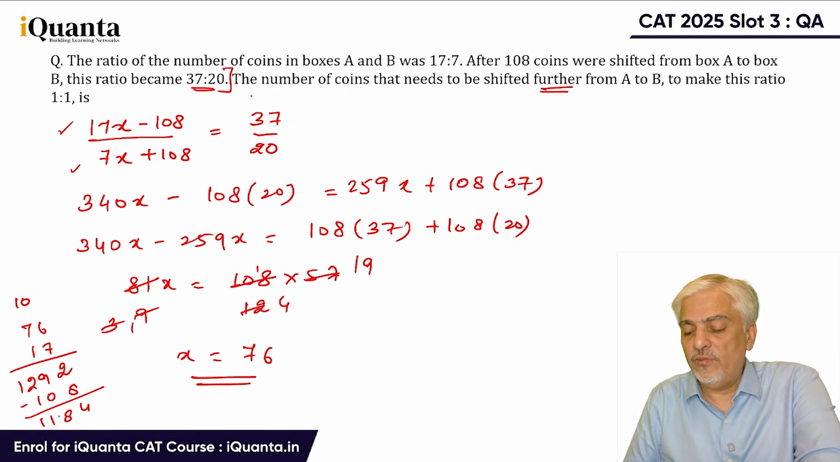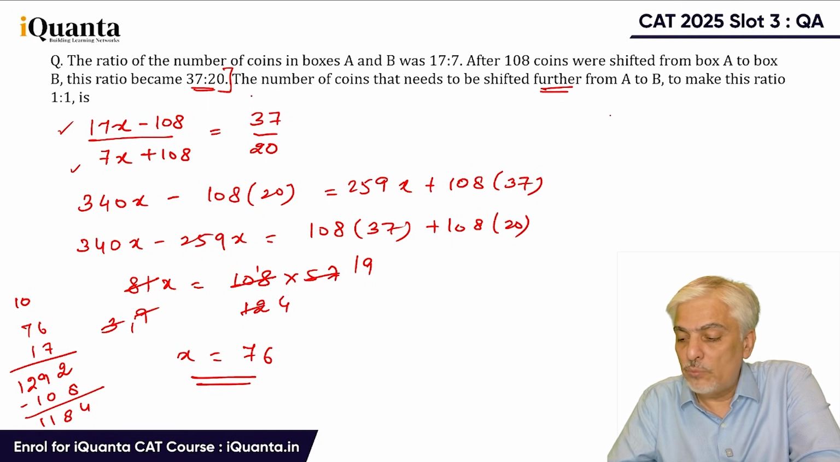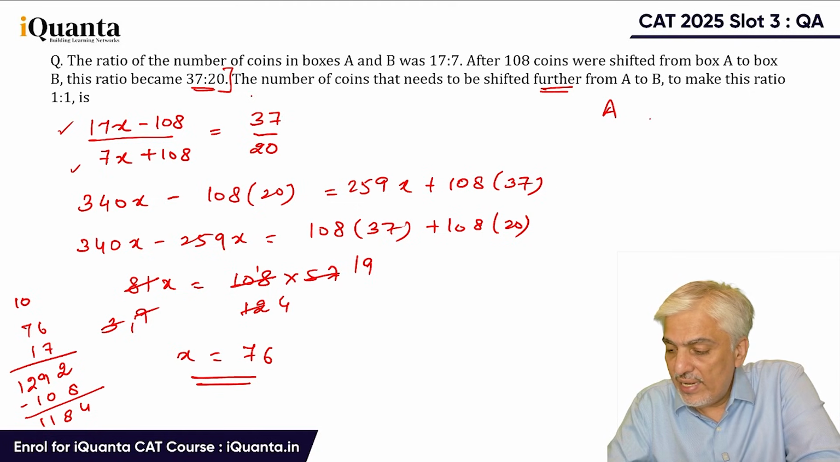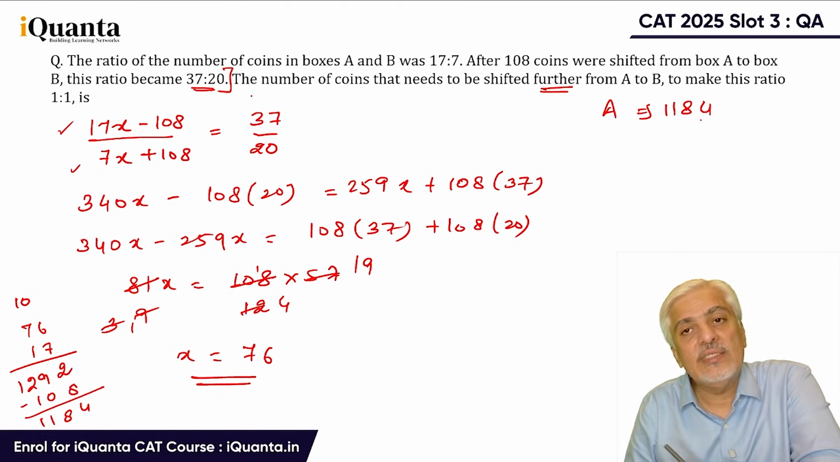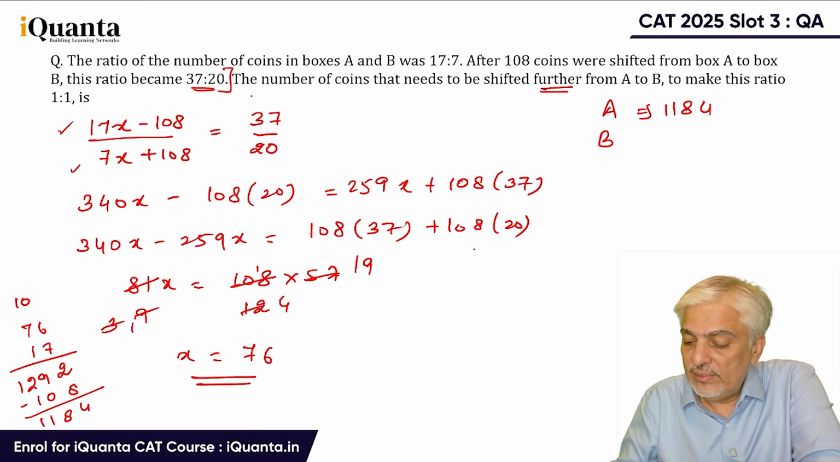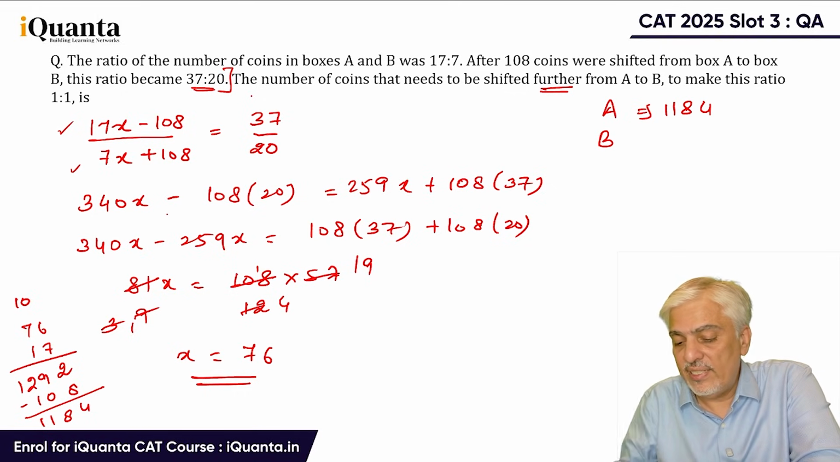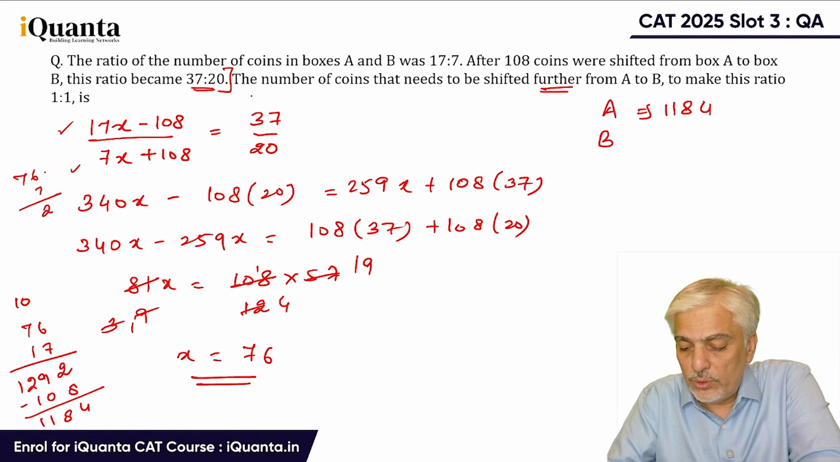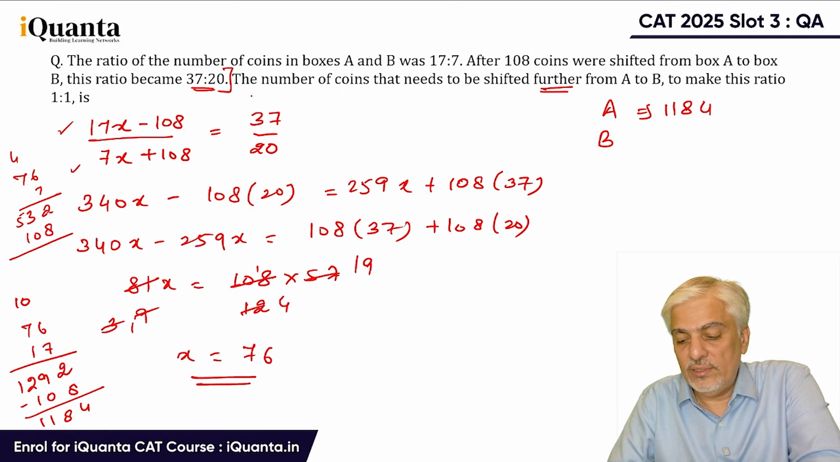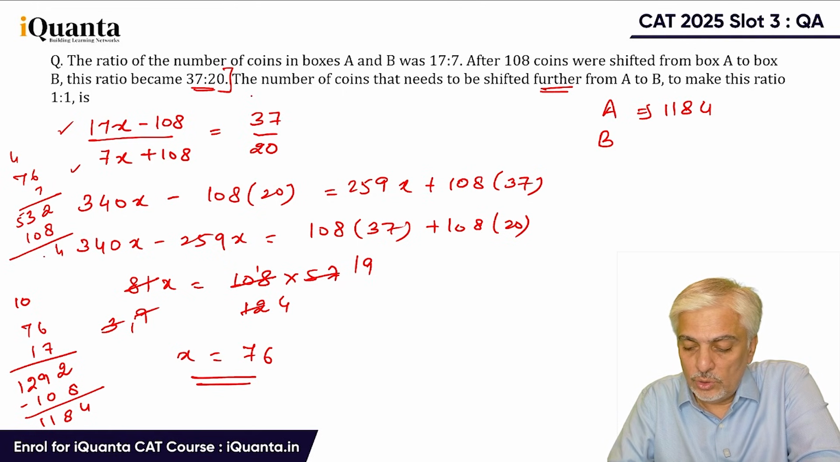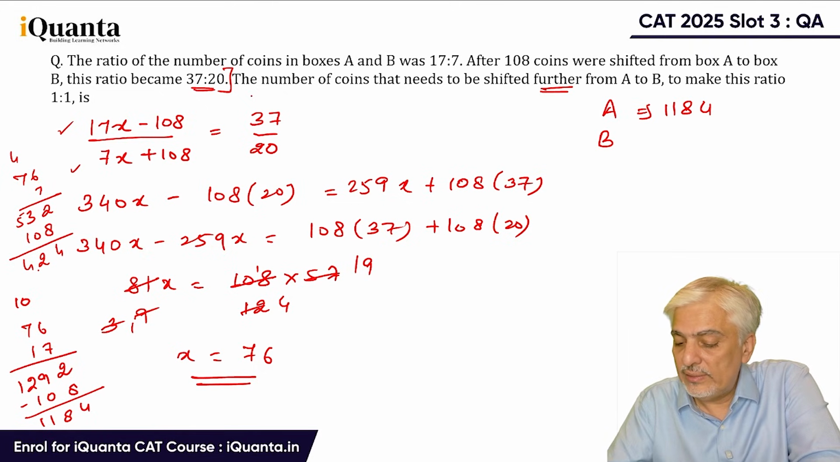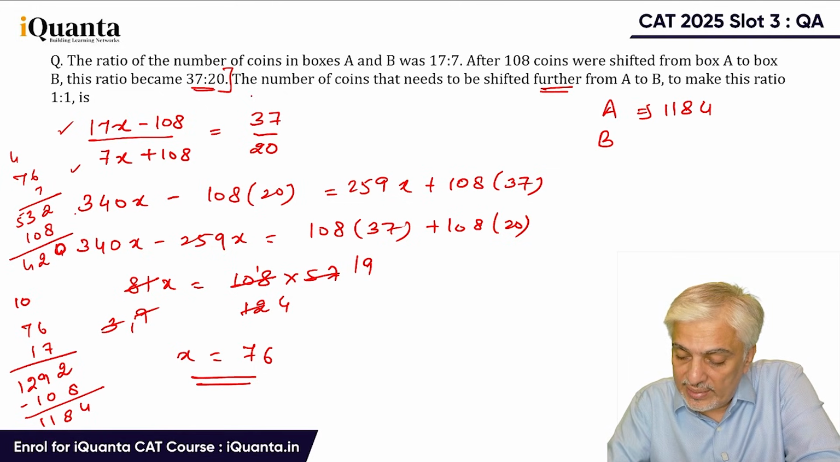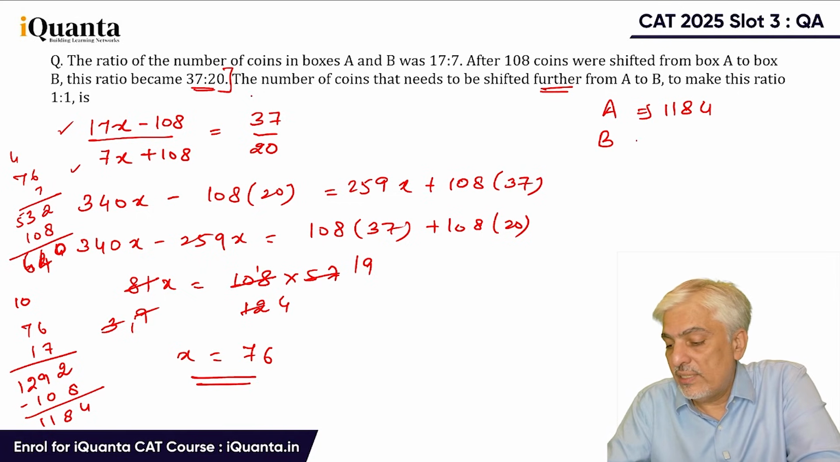That is 1184. So after the first shifting, box A has 1184 coins. And what does box B have? It will have 76 into 7 plus 108. So let's do 76 into 7, 42, 4 carry, 532 plus 108. No, sorry, it was a plus. That will become 640 coins. So after the first shifting, I have 1184 and 640 over here.